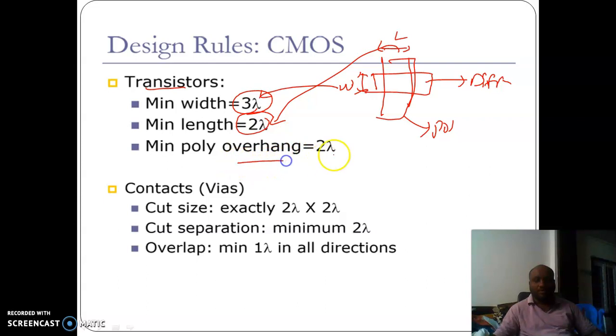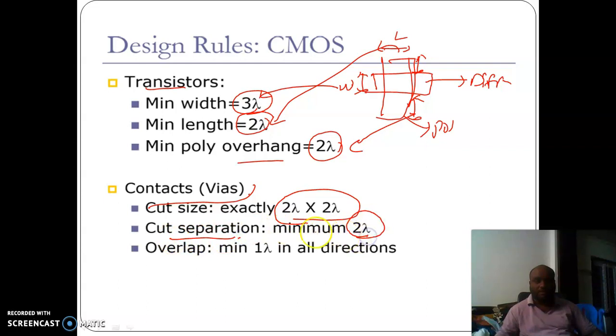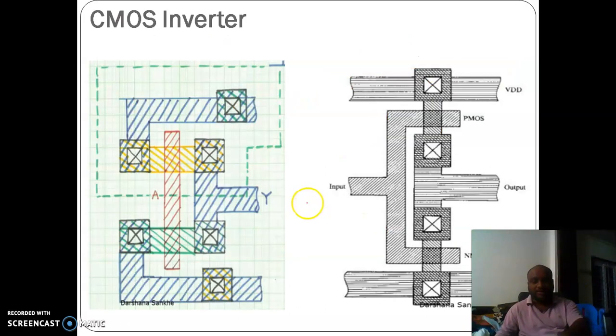So minimum poly overhang should be 2 lambda. Poly overhang means this one: beyond the diffusion, how much the poly should extend, that should be 2 lambda. Whereas contacts and vias should be of size 2 lambda by 2 lambda, and separation between the cuts of the contact should be minimum 2 lambda, and overlap, as I mentioned, for the contact cuts should be 1 lambda in all directions.